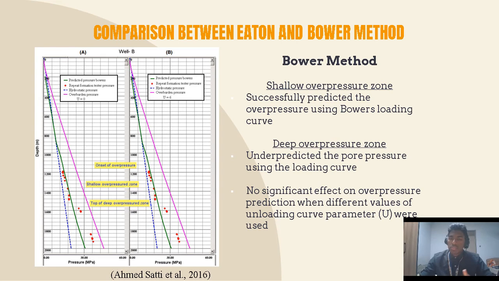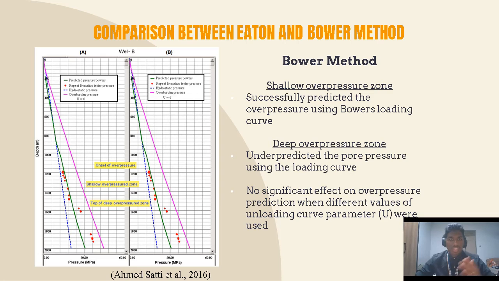Now let's move on to the Bauer method. The Bauer method is a bit similar, where it says that in the deep overpressure zone, the pore pressure was also underpredicted using the loading curve. An attempted correction was applied using the same methodology as in the Eaton method by changing certain parameters, where they tried to use a different unloading curve parameter, but there was no significant effect on the overpressure prediction.